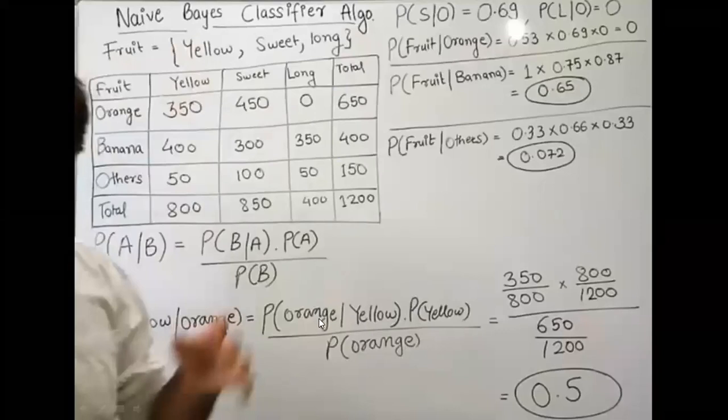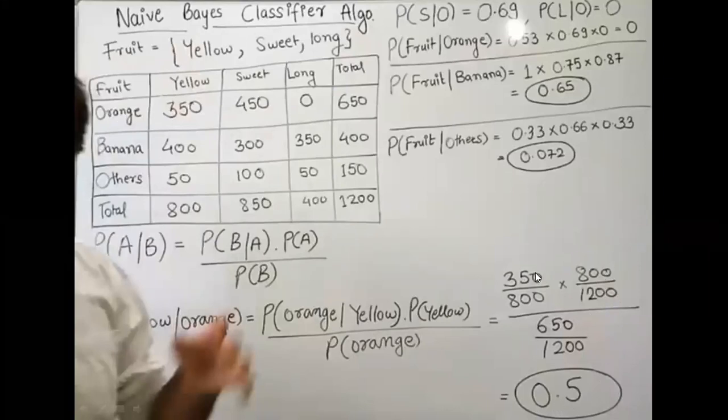So the probability of orange given yellow: you may find orange which is yellow is nothing but 350. So you write 350, and you divide it by 800 because the total is 800. And you can find the probability of yellow. The probability of yellow is 800 out of 1200, right? So 800 by 1200. Then the probability of orange is 650 divided by 1200. After simplification, I got 0.5.